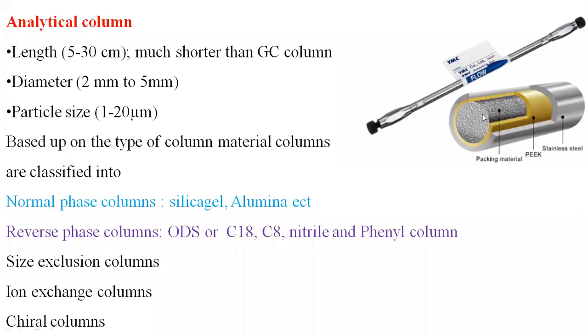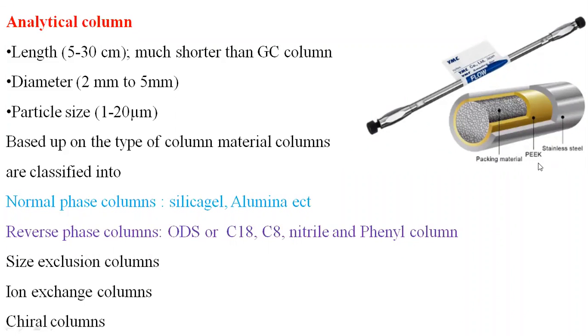It is somewhat ash colored. This is the stationary phase material. What type of stationary phase material are we packing in the column? This is the column supporting material. This is the entire column. In this column, the column packing material or stationary phase material is there, along with the column supporting material. Generally used column supporting materials are stainless steel and PEEK.